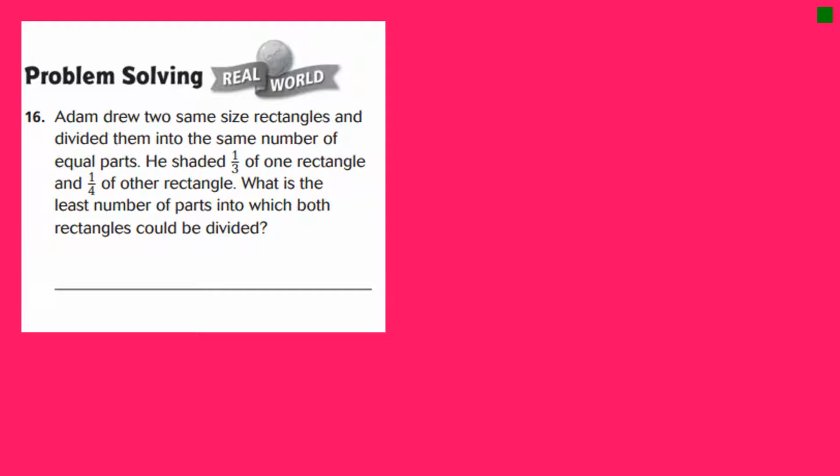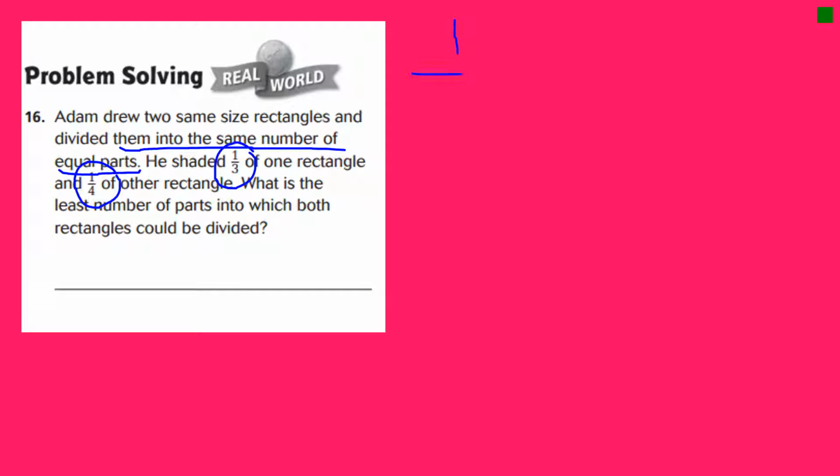Are you thinking what I'm thinking? I'm like, what? What are they talking about? Well, let's think here. He had 2 identical rectangles. He shaded 1/3 of one of them and 1/4 of the other one. Okay, but don't forget, they were divided into the same number of equal parts. So like one of them wasn't just divided into thirds, and one of them wasn't just divided into fourths. They were divided into the same number of equal parts. So what is the least number of parts into which both rectangles could be divided?